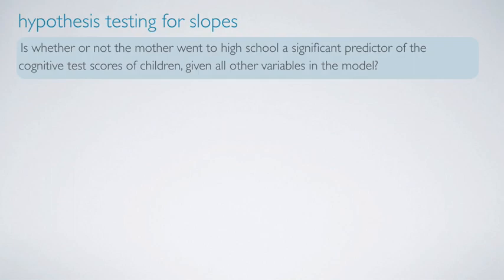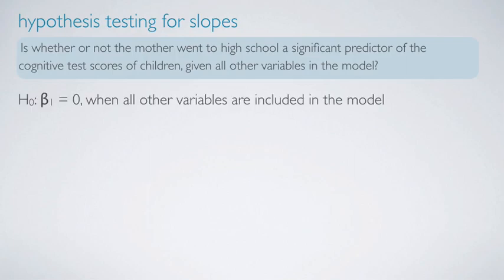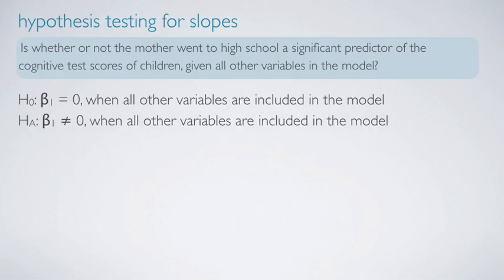Now that we know there is something worthwhile to look for in this model, because we found out that at least one of the betas is different than 0, we can do individual tests on the slopes. For example, the question is, is whether or not the mother went to high school a significant predictor of the cognitive test scores of children given all other variables in the model? The null hypothesis here is that the beta associated with the high school status of the mother is equal to 0 when all other variables are included in the model, and the alternative is that it's different than 0 when all other variables are included in the model.